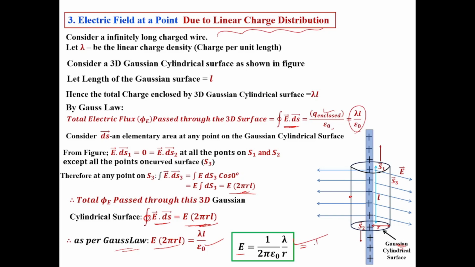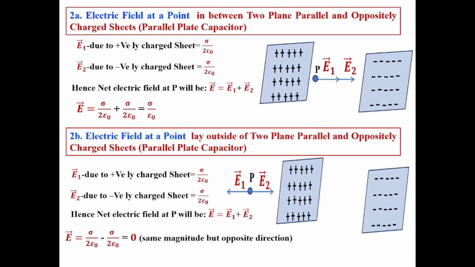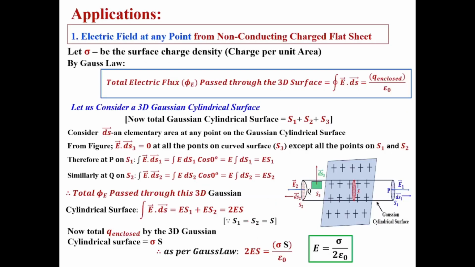Some books write it as 1 by 4 epsilon 0 into 2 lambda by r. It is the same thing, with 2 multiplied and 2 divided. So you just remember this one. I suggest that you remember the last expressions, which are very essential from the exam point of view. For linear charge distribution, the electric field intensity at any point will be this one. For a parallel plate capacitor, at a point P inside it is sigma by epsilon 0, outside it is 0, and for a flat sheet charged by positive charge it is sigma by 2 epsilon 0.